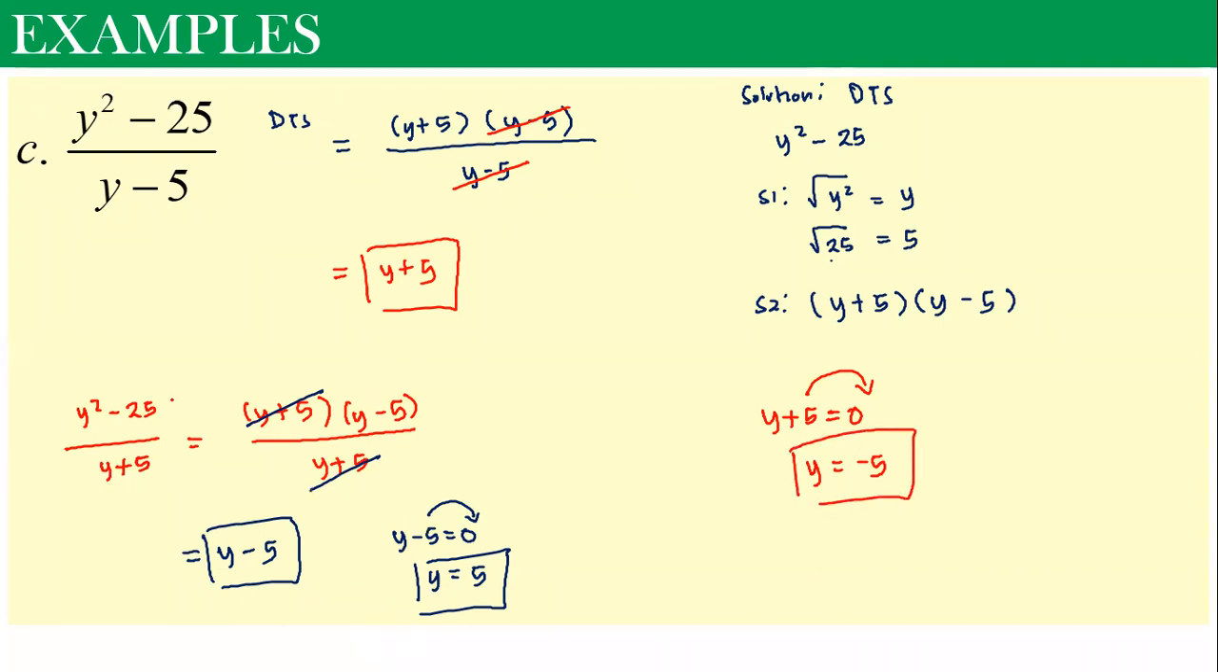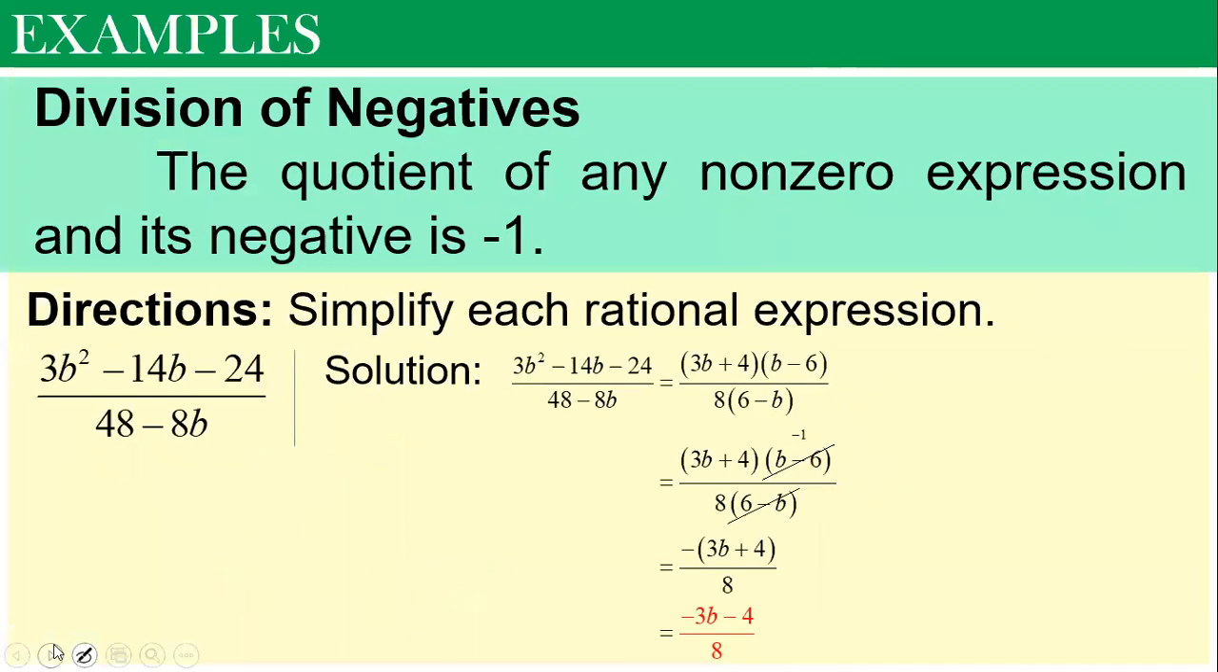Okay? And then how about the division of negatives? So I will just discuss what if we have negatives. The quotient of any non-zero expression and its negative is negative 1. So this is the given example. So we have to simplify this rational expression. We have 3b squared minus 14b minus 24 over 48 minus 8b.